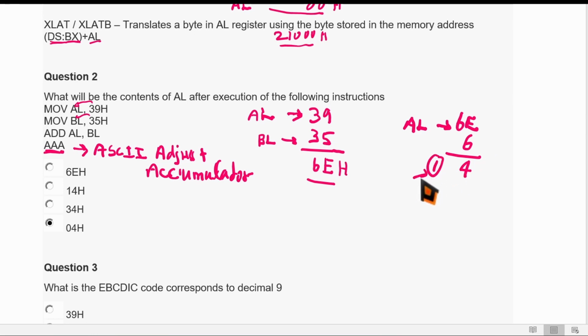will set the carry flag, and the 6 will not be used. So you will have 4 in the AL, and in the carry flag you will have 1. But anyway, the answer is 14, but the second digit will be available only in the carry flag. So the AL will contain only 04. So the correct answer is 04.